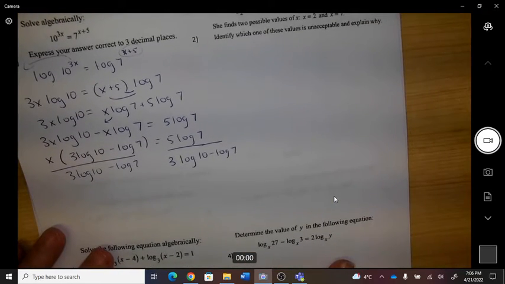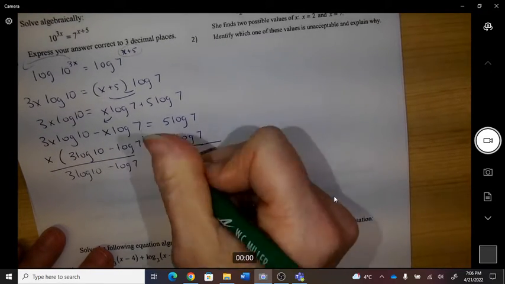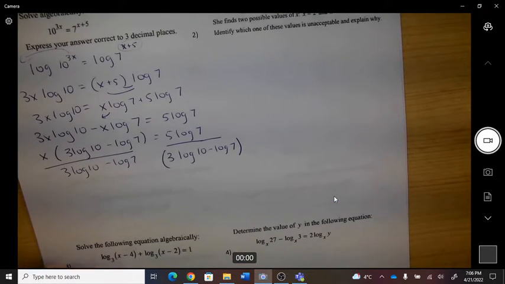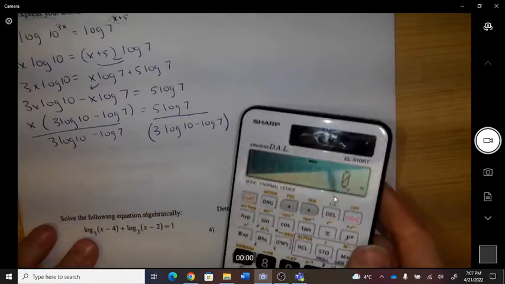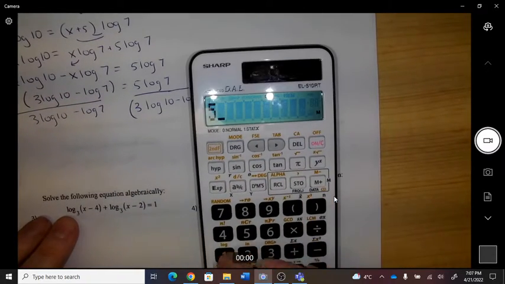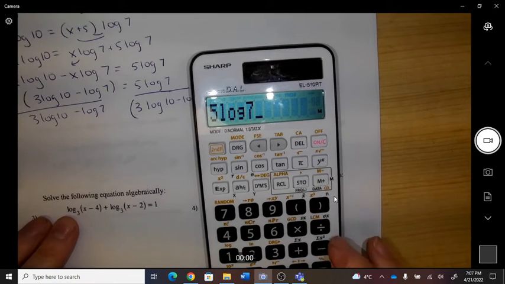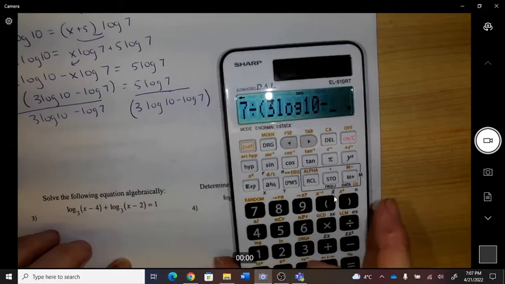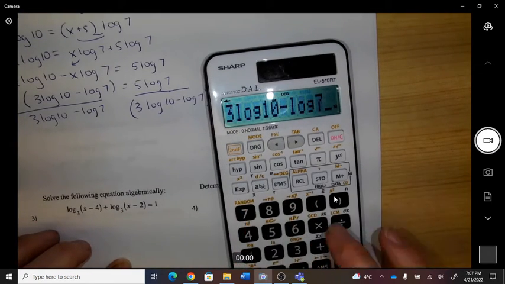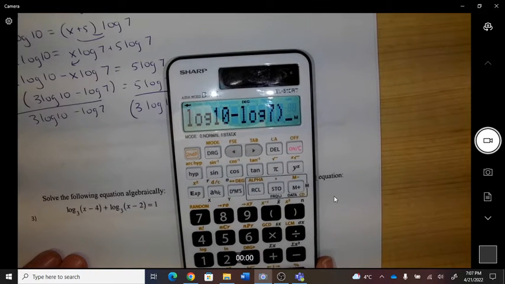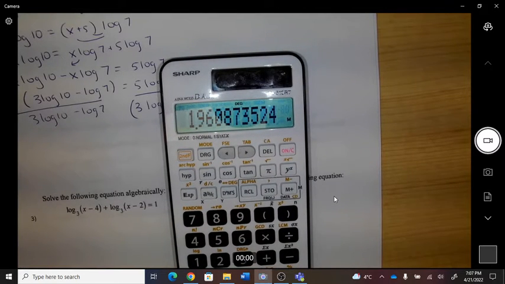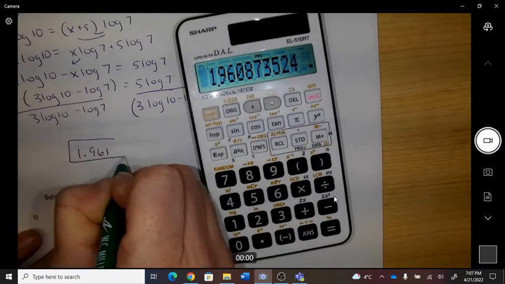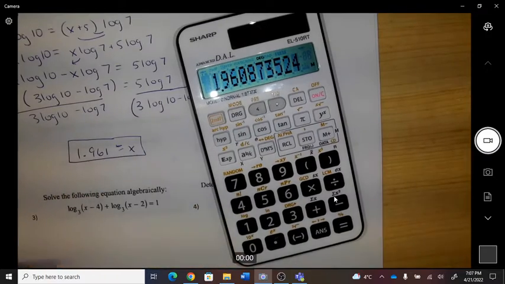Okay, now I'm ready to go to my calculator, so I'm typing this into my calculator, and it will be important to put brackets on that division. I will show you on this, I might not on some of the rest of them. So 5 log 7 divided by bracket 3 log 10 minus log 7. So I had brackets on that bottom half and 1.961. That's our value for x.